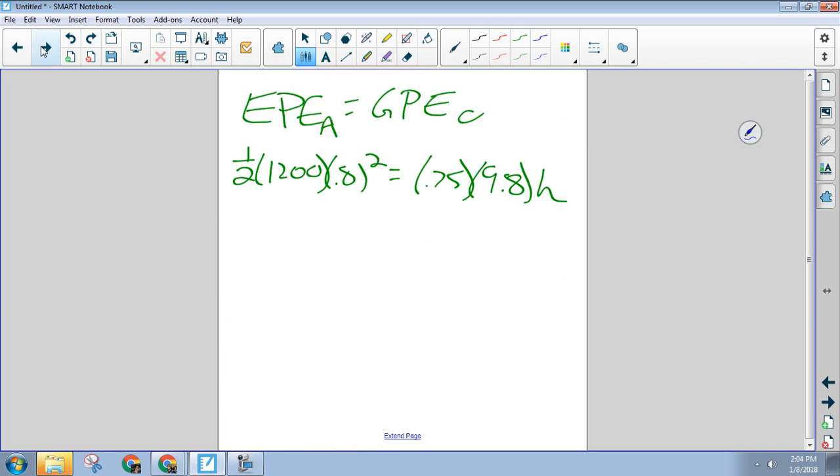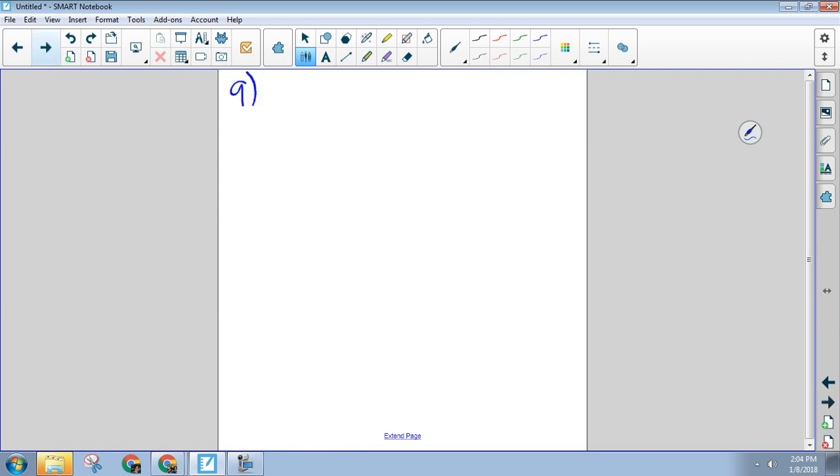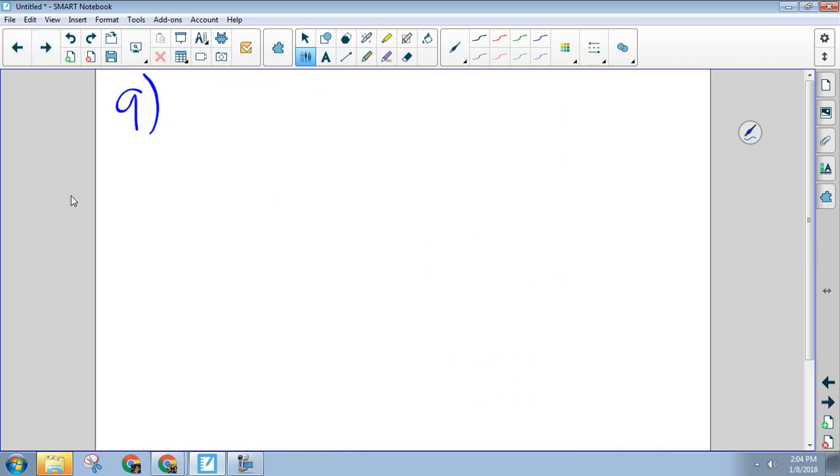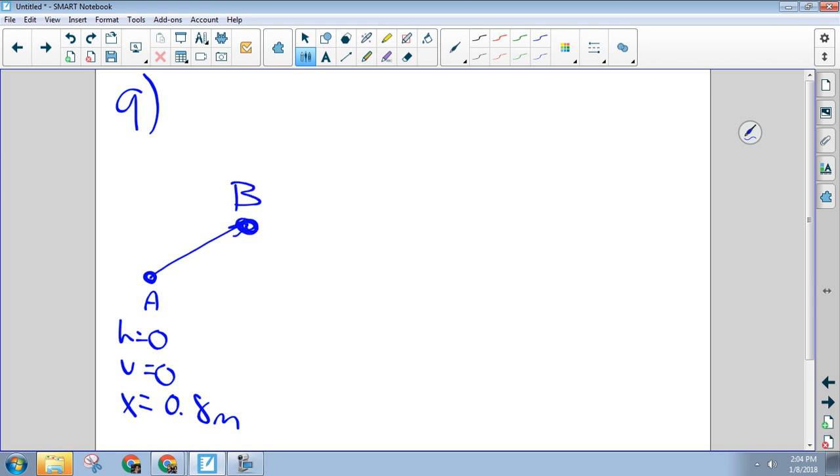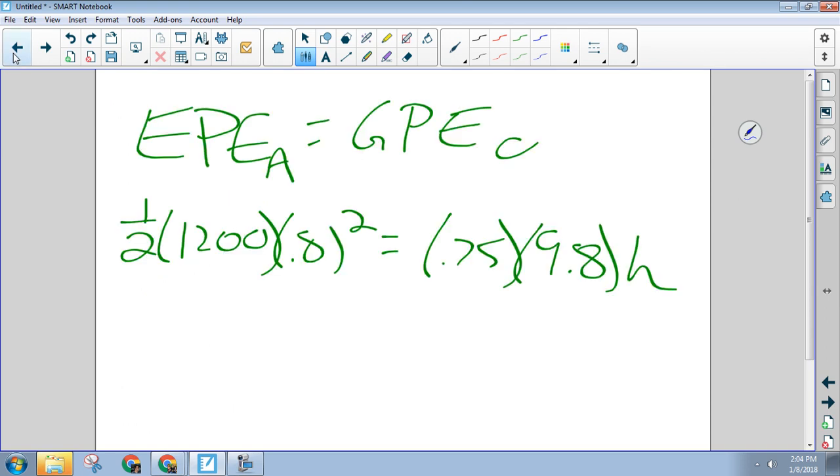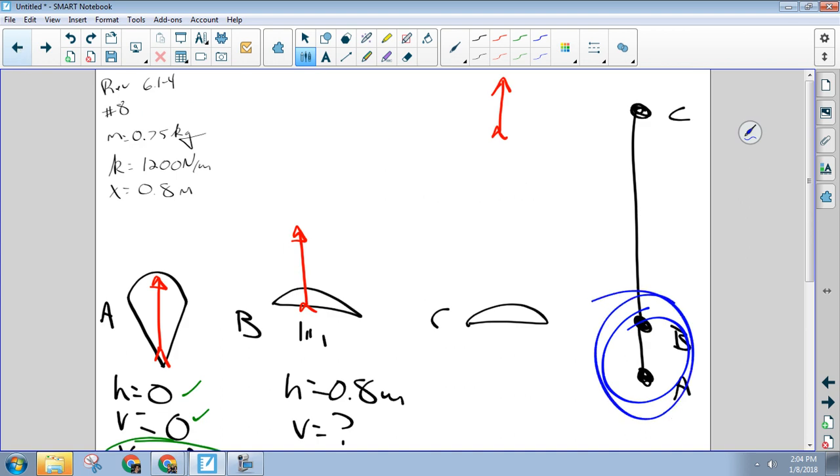So here is my drawing for number 9. There's point A, which is when you've got the arrow pulled all the way back. So your height is 0, your velocity is 0. The thing is pulled back 0.8 meters. And then you let go of it, and it's released here at point B. Does everybody see what I'm doing there? So this drawing is like this drawing over here, right?